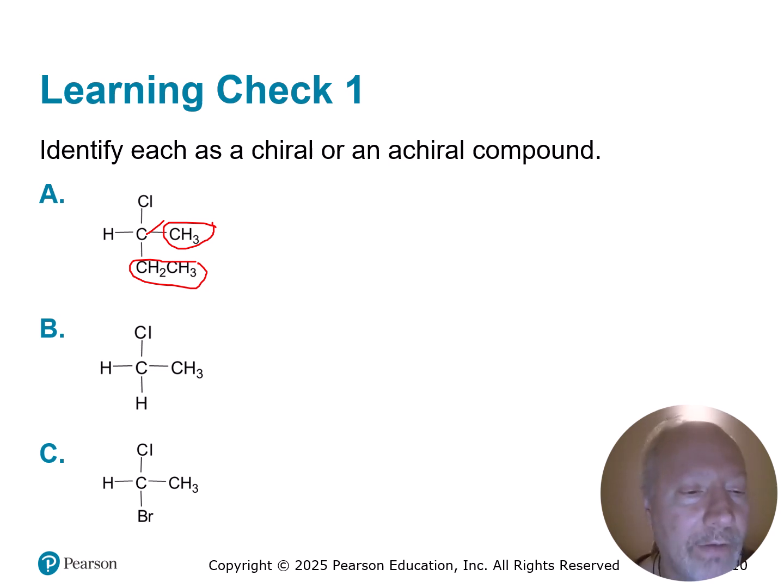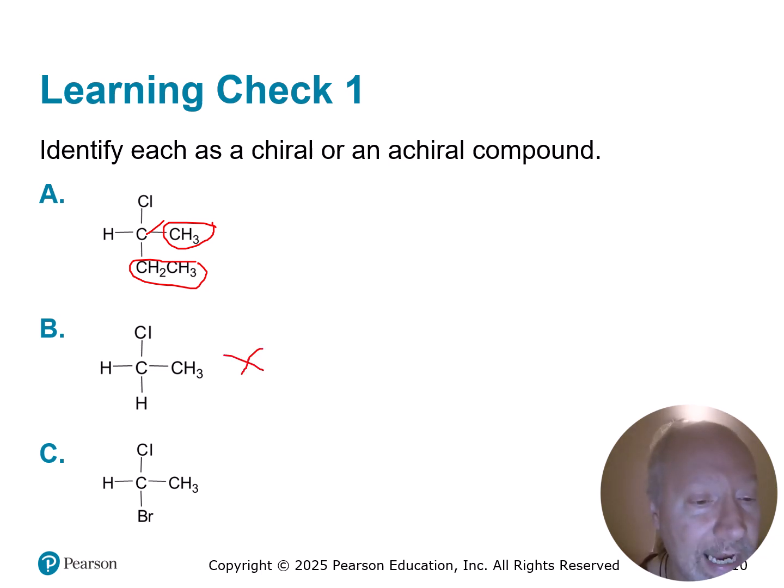But wait a second, the fourth one is hydrogen. No, that means we don't have four different groups or four different elements, whatever definition we choose to focus on. It can be four elements, and then we have to go to four different groups. And if we have four different groups, we have a chiral molecule. This doesn't. These are the same. So we have to say, nope, that's got to be achiral.